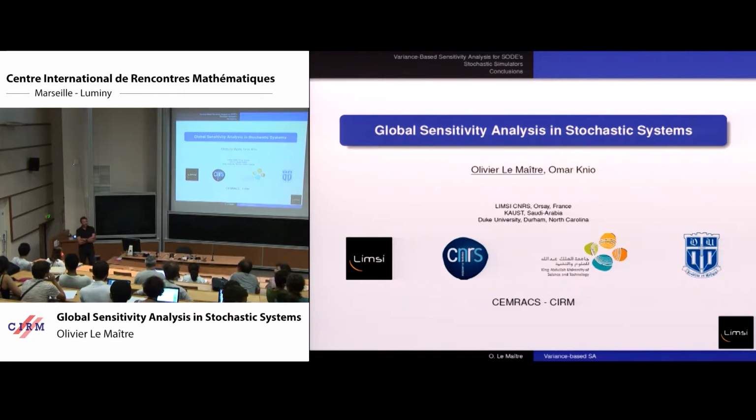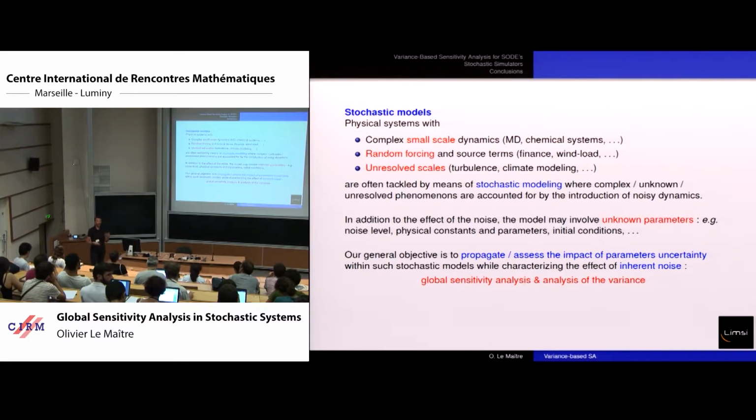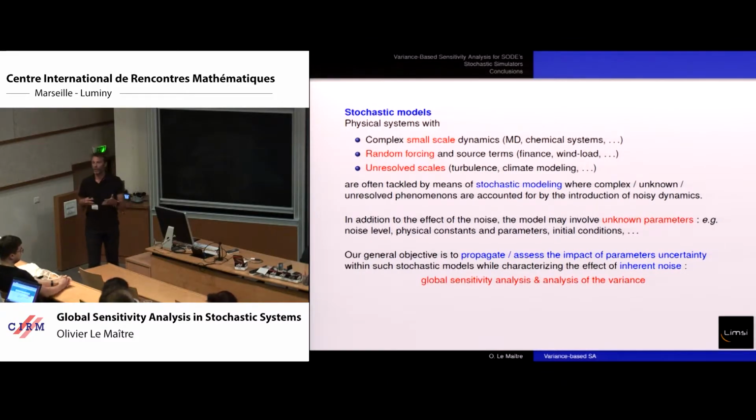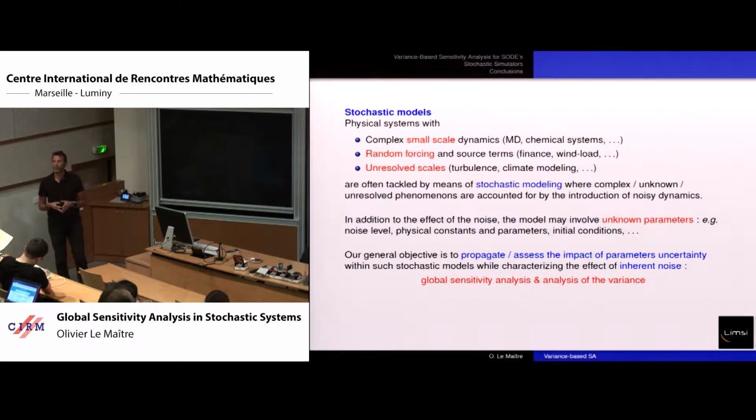So my talk will discuss how to perform some global sensitivity analysis in a stochastic system, and perhaps to motivate a little bit this question and the methods I'm going to introduce. I must say that for many years we have been working on uncertainty quantification, but essentially parametric uncertainty, so models having some parameters that are not well known, and we develop techniques to deal with this situation, so parametric uncertainty.